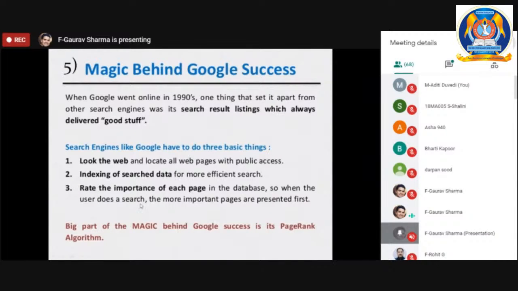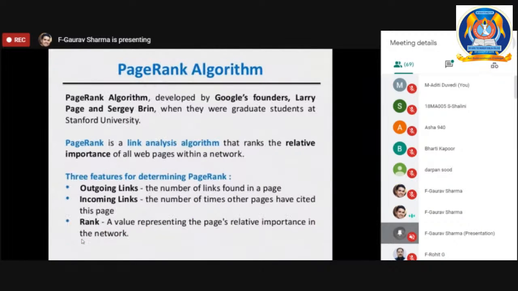So that is the main success of the Google search engine. They put the most important pages first. Now see, that is a big part of the magic behind Google's success. So now what is this? How do they rate it? They use the PageRank algorithm. This PageRank algorithm involves a lot of linear algebra. Let us see how.